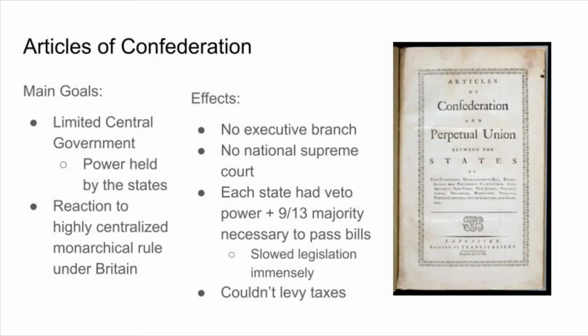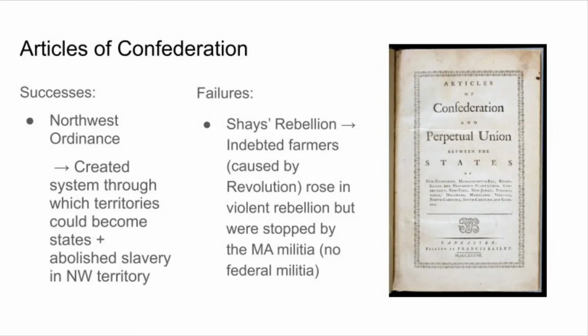Some of the effects of this central objective were the federal government's lack of an executive branch or figurehead, the lack of a Supreme Court to settle disputes, and the need for a supermajority to pass bills, which resulted in slow legislation, as well as the fact that the central government could not levy taxes, only request them from the states, making it very difficult for the federal government to raise funds.